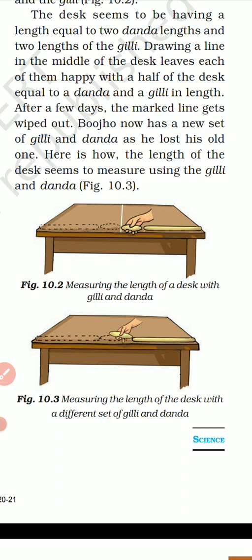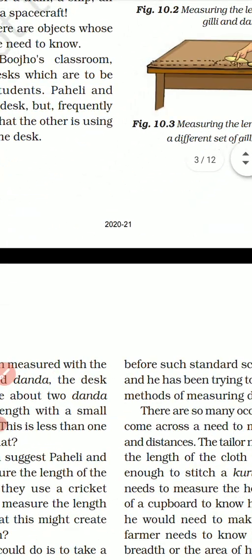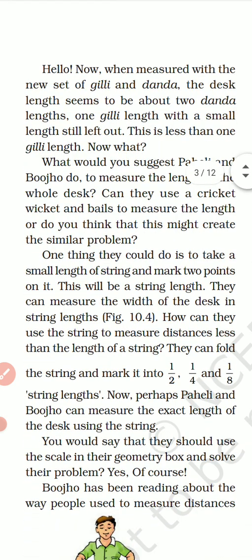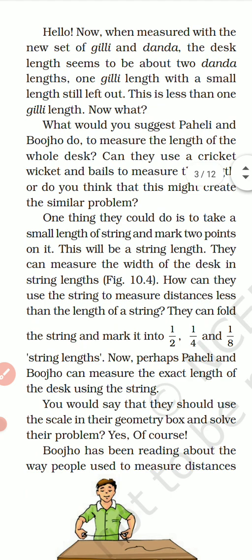The size of the danda changed, and hence the size of the danda and gilli is different next time. Then can you measure your desk with the same gilli and danda which you had already measured with some other gilli and danda? No, you cannot do that. So now, when measured with this new set of gilli and danda, the desk length seems to be about 2 danda length and 1 gilli length with a small length still left out. This is less than 1 gilli length.